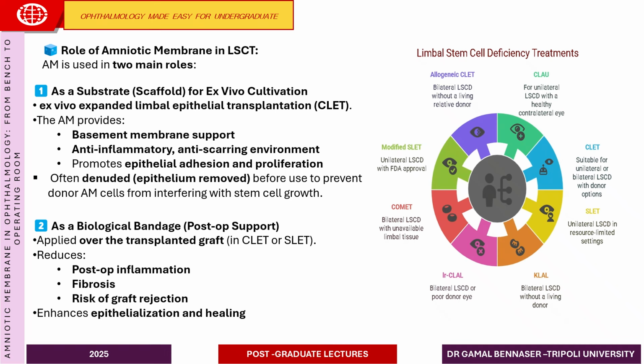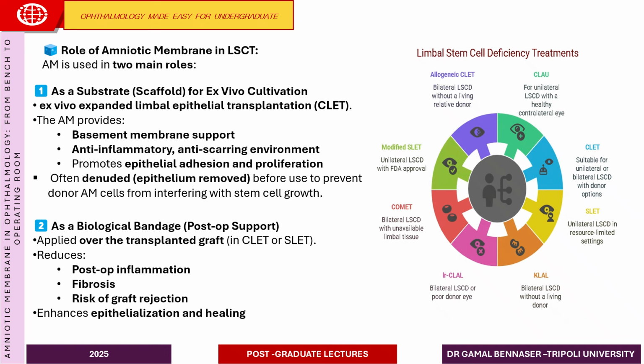The main role of amniotic membrane in limbal stem cell therapy, or in conjunction with it, is mainly two roles. It acts as a substrate for stem cell expansion ex vivo, that's in external media, like in a CLET procedure, that's conjunctival limbal epithelial transplantation. So it acts as a substrate for ex vivo expansion. At the same time, it is important as a biological dressing, enhancing the healing and protecting the graft after the transplantation, like in SLET procedures.